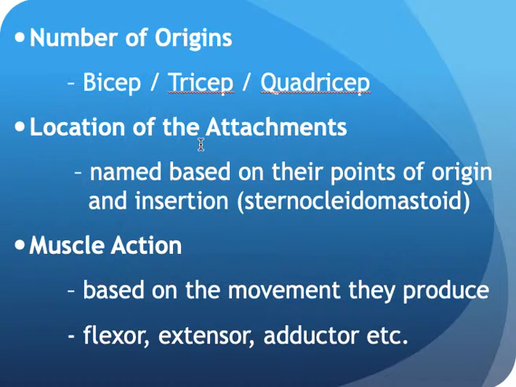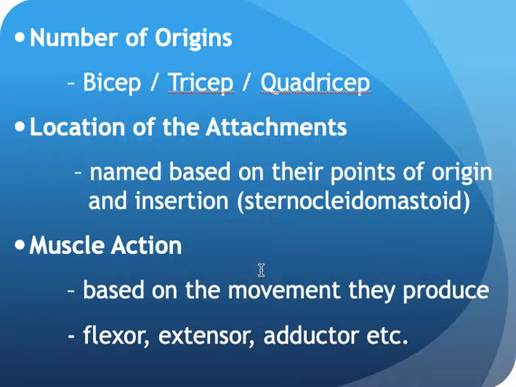Location of attachments, okay, so named based on their points of origin and insertion. And again, the sternocleidomastoid is the one where the name tells you it's going to attach on the sternum, it's going to attach on that mastoid, and it's going to attach on that kind of clavicle. So the name tells you, those are the best ones because the name tells you everything you need to know about the muscle.